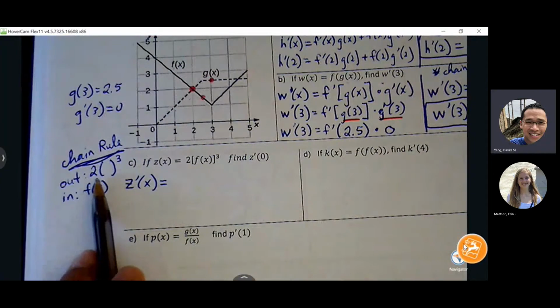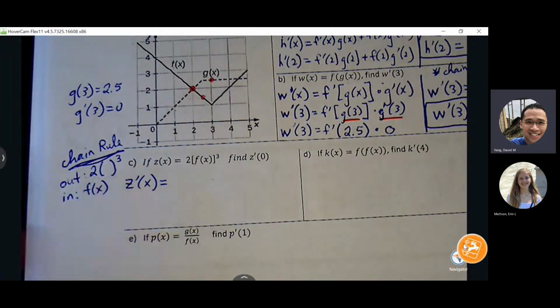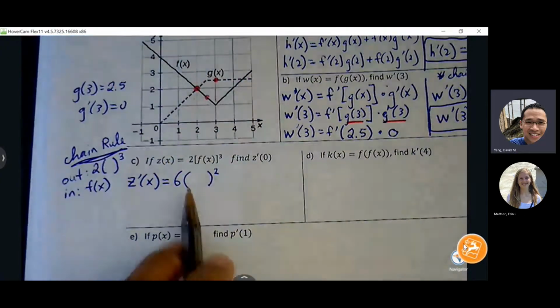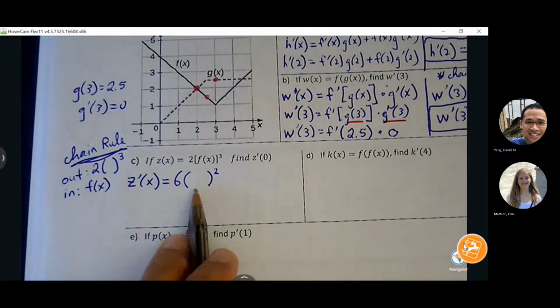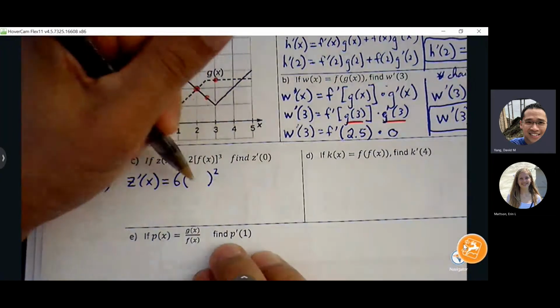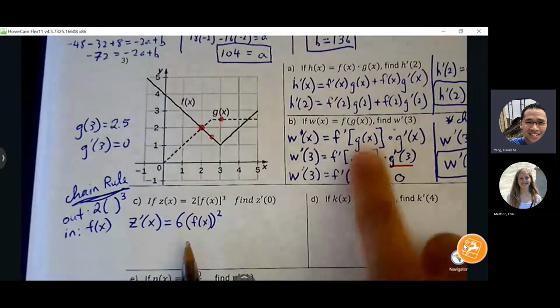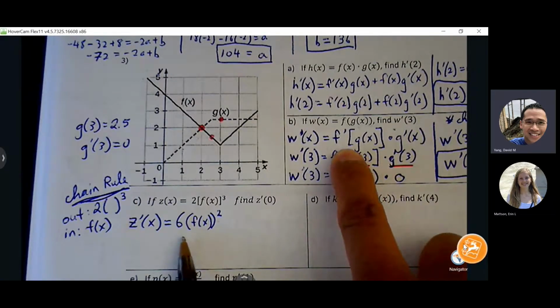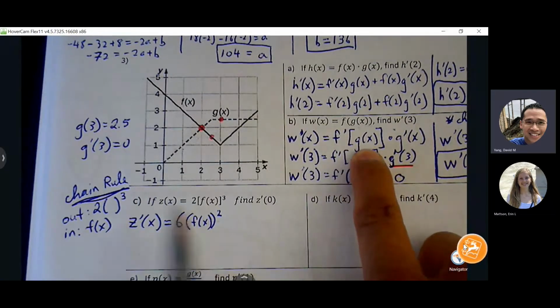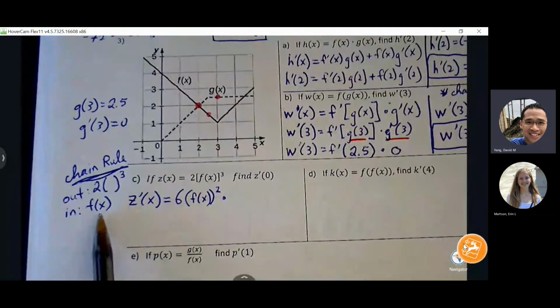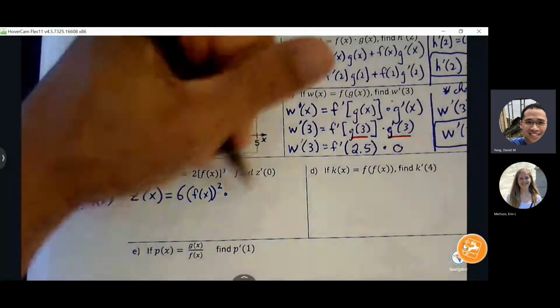All right, so what's the outside derivative? 2 parentheses cubed becomes what? 6 parentheses squared. And what do we put inside? F of x. Good, the original function unchanged. So we're applying the outside derivative with the inside intact, times, now we're ready for the inside derivative. What's the inside derivative? F prime of x.